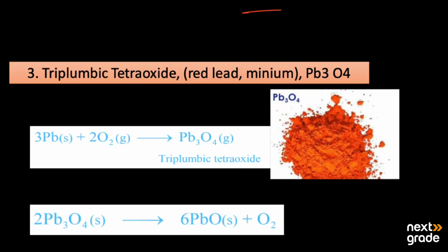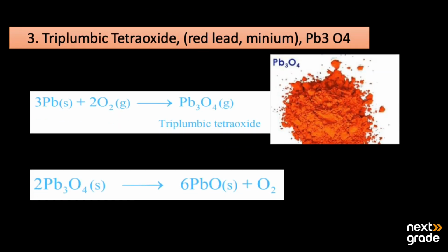Then we have the third oxide of lead, which is triplumbic tetraoxide. It is red lead or minium, and its formula is Pb3O4. Now how can we prepare that Pb3O4? Basically, when we heat the lead simple in the presence of oxygen, the product we gain is triplumbic tetraoxide, and its formula is Pb3O4.